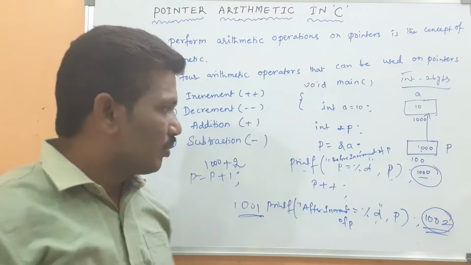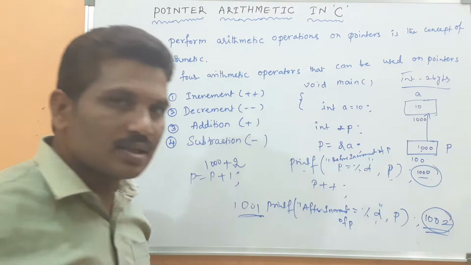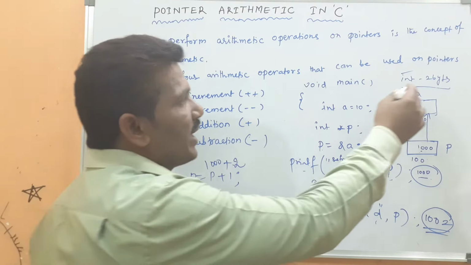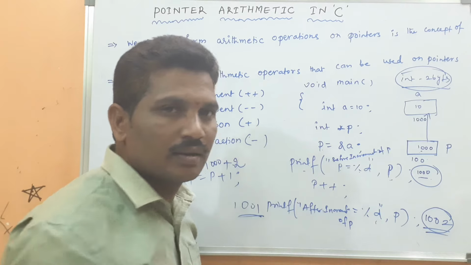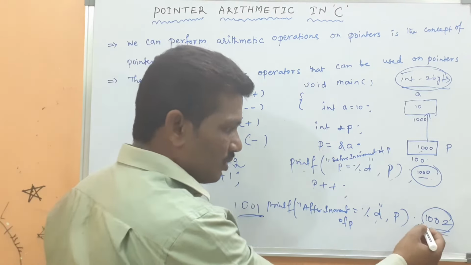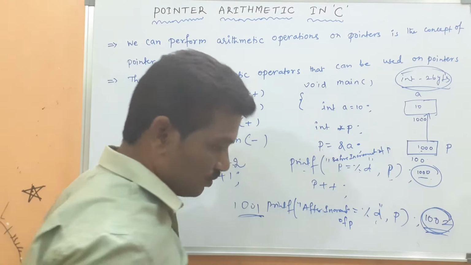Because incrementing by 1 means it is incremented by 2 bytes. Incremented by 2 bytes, what is the answer you are going to get? 1002.